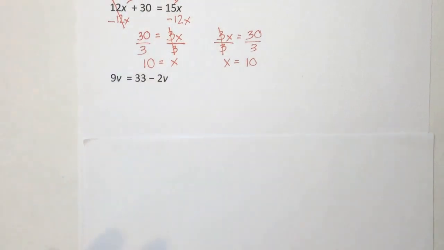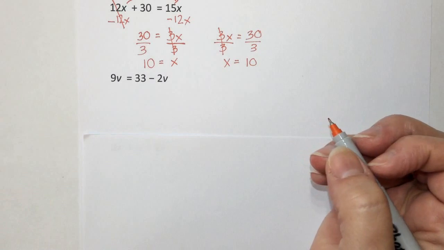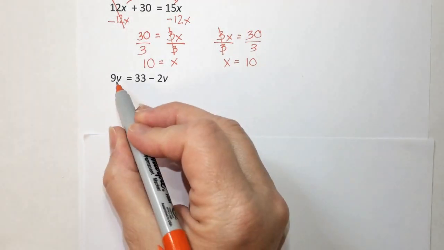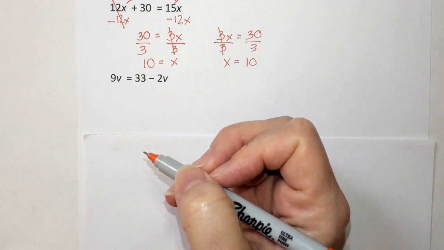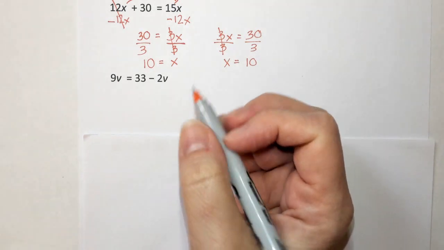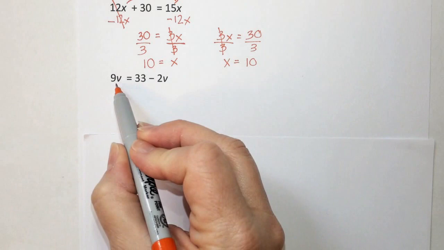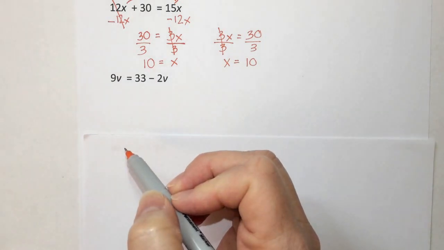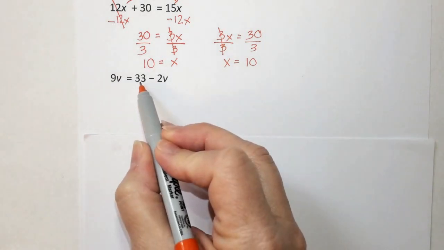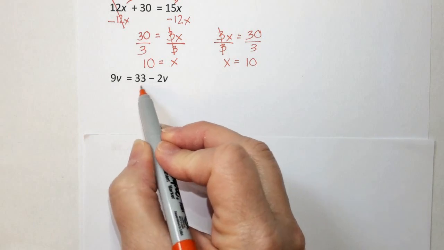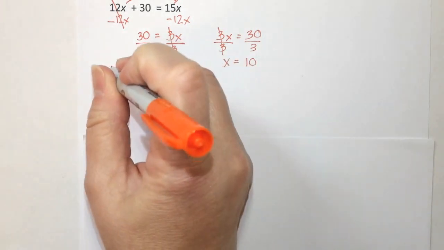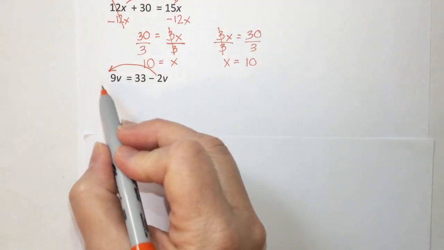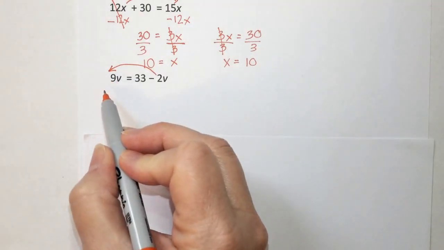All right, now I have 9v equals 33 minus 2v. Now, it's okay to have a different variable. We don't work with v's very much, but I wanted to throw one in just so you got some experience with that. I have a v term on the left and a v term on the right. My constant is here on the right, so it makes more sense for me to leave that 33 over here and move my 2v over to the left. That way I'll have my v's on the left.